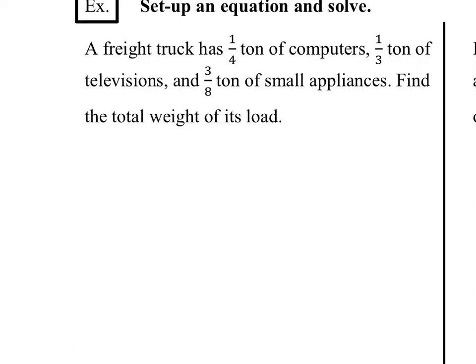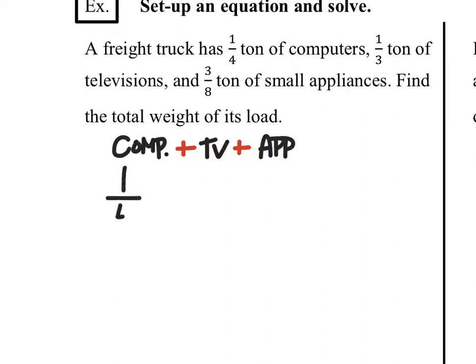All right, well, what do we have in the truck? So first of all, we have some computers, right? Then we have some televisions. And then we have some small appliances. Now, the weight of this is going to be added together, because that will tell us the total weight of the load. And how many tons are there in computers? 1/4 of a ton. How many tons of TVs? 1/3 of a ton. And how many tons of small appliances? 3/8. And yes, we are adding these together to find the total.